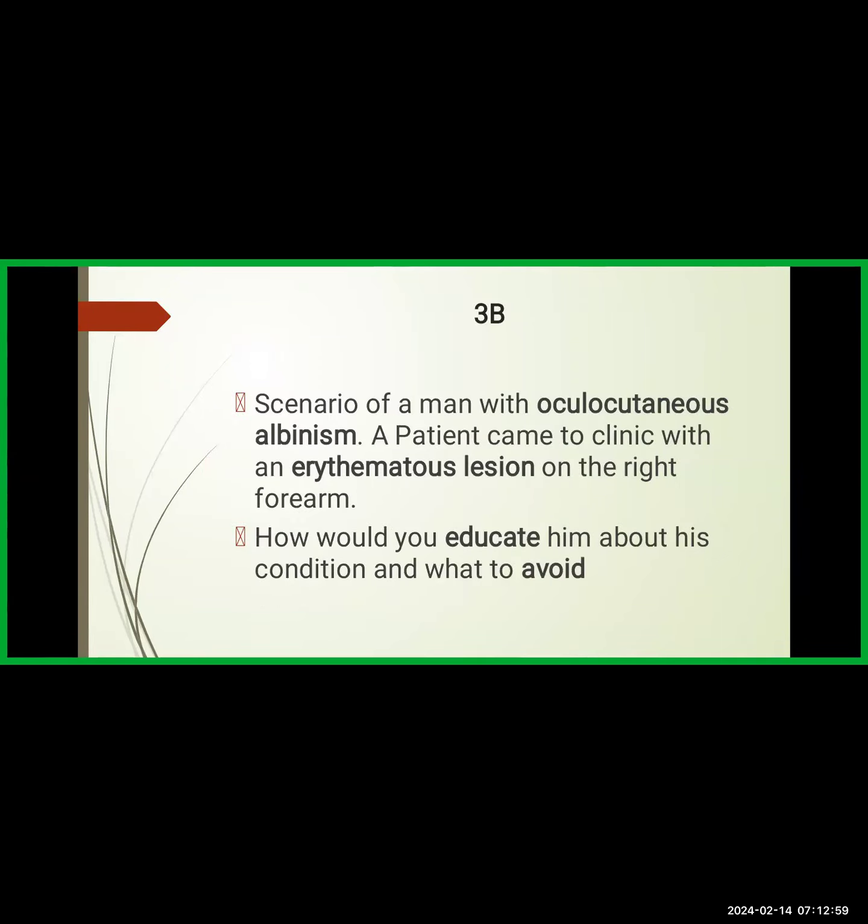Then the B part of the question says, a scenario of a man with oculocutaneous albinism, and the patient came to clinic with an erythematous lesion on the right forearm. Then they ask, how would you educate him about his condition and what to avoid?